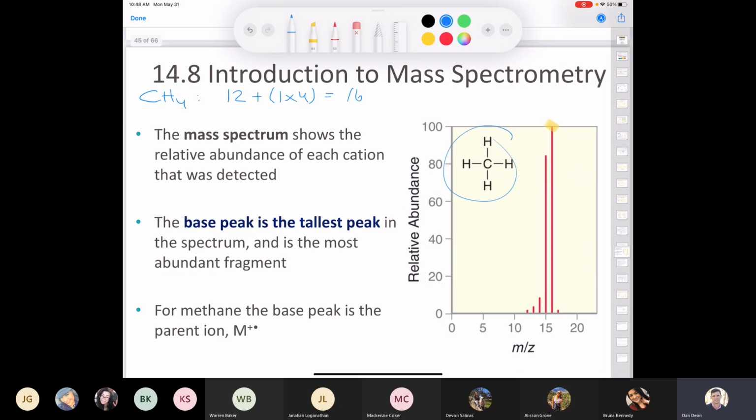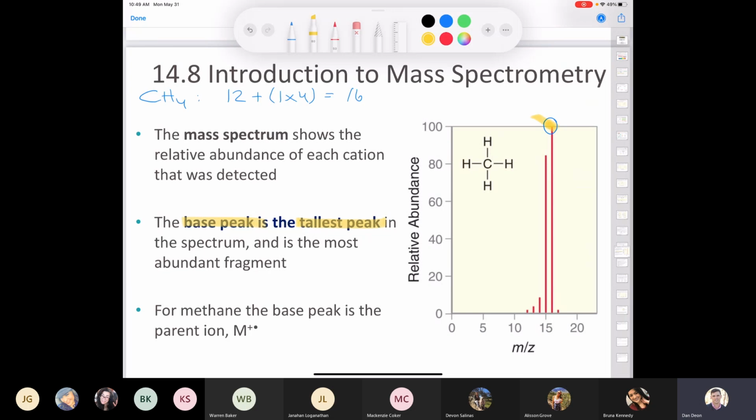When I take that methane molecule, which has a mass of 16, and hit it with that high energy beam of electrons to make the radical cation, I see that my parent has a mass of 16. So the mass spectrum tells me that the most abundant peak in the spectrum is the radical cation of methane after it loses an electron. That tallest peak in the spectrum, we call the base peak. You're going to hear me usually say the base peak. For methane, the base peak is the same thing as the parent ion.